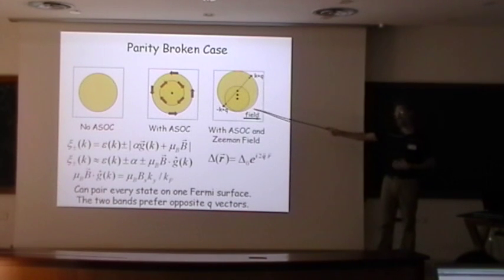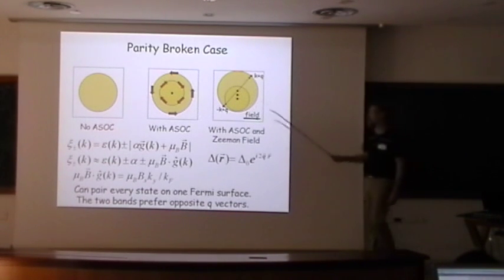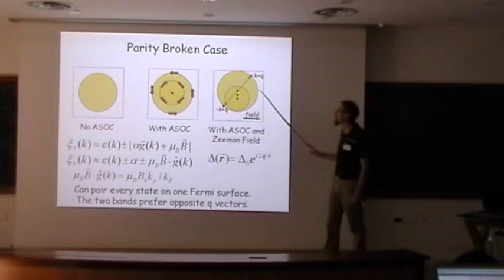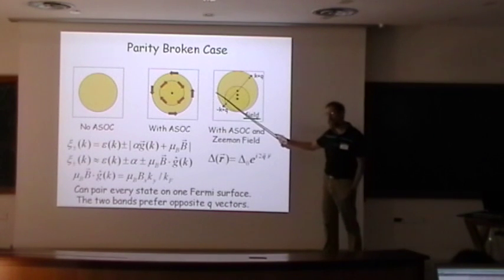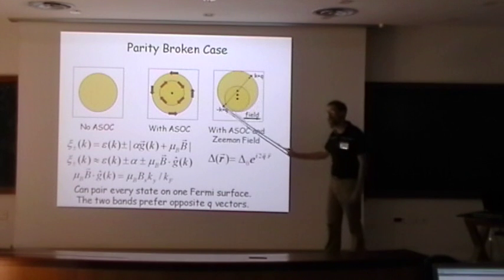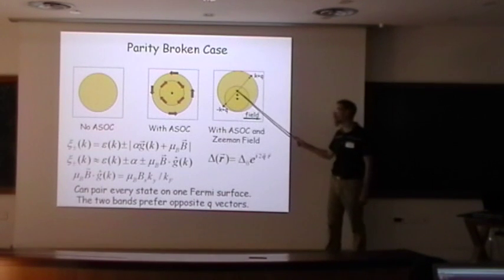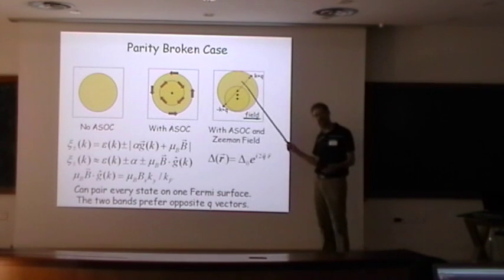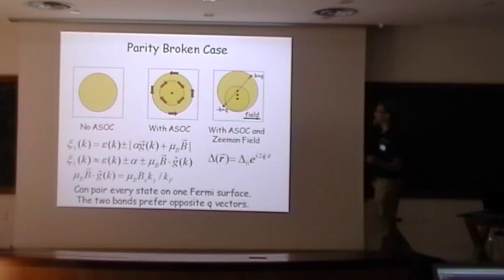This is different than the FFLO case. In the FFLO case, it turns out a single Q could pair maybe one state and one state, but the same Q vector could not pair every state on the Fermi surface. And so you begin to see why these states can be more energetically favorable when you break inversion symmetry.